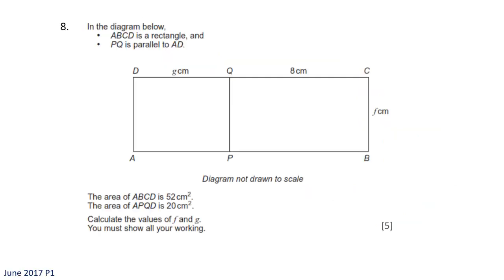Okay. So number 8 was perhaps a little bit trickier and is a bit more information, looks a bit more confusing. So it says in the diagram below, ABCD is a rectangle and PQ is parallel to AD. So that tells us then we've got 2 rectangles. The area of ABCD is 52 square centimetres, that's the big one, and APQD, the little one on the left, is 20. Calculate the values of F and G.